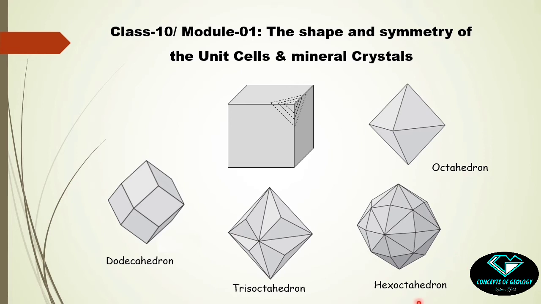This is called a hex octahedron. Hex means 6 and octa means 8, so 6 into 8 equal to 48 faces will be there in this object. So this object can be derived from a tris octahedron, and the tris octahedron is derived from an original octahedron, while the octahedron is coming from this cube. They are looking different apparently, but all belong to the family of the cube.